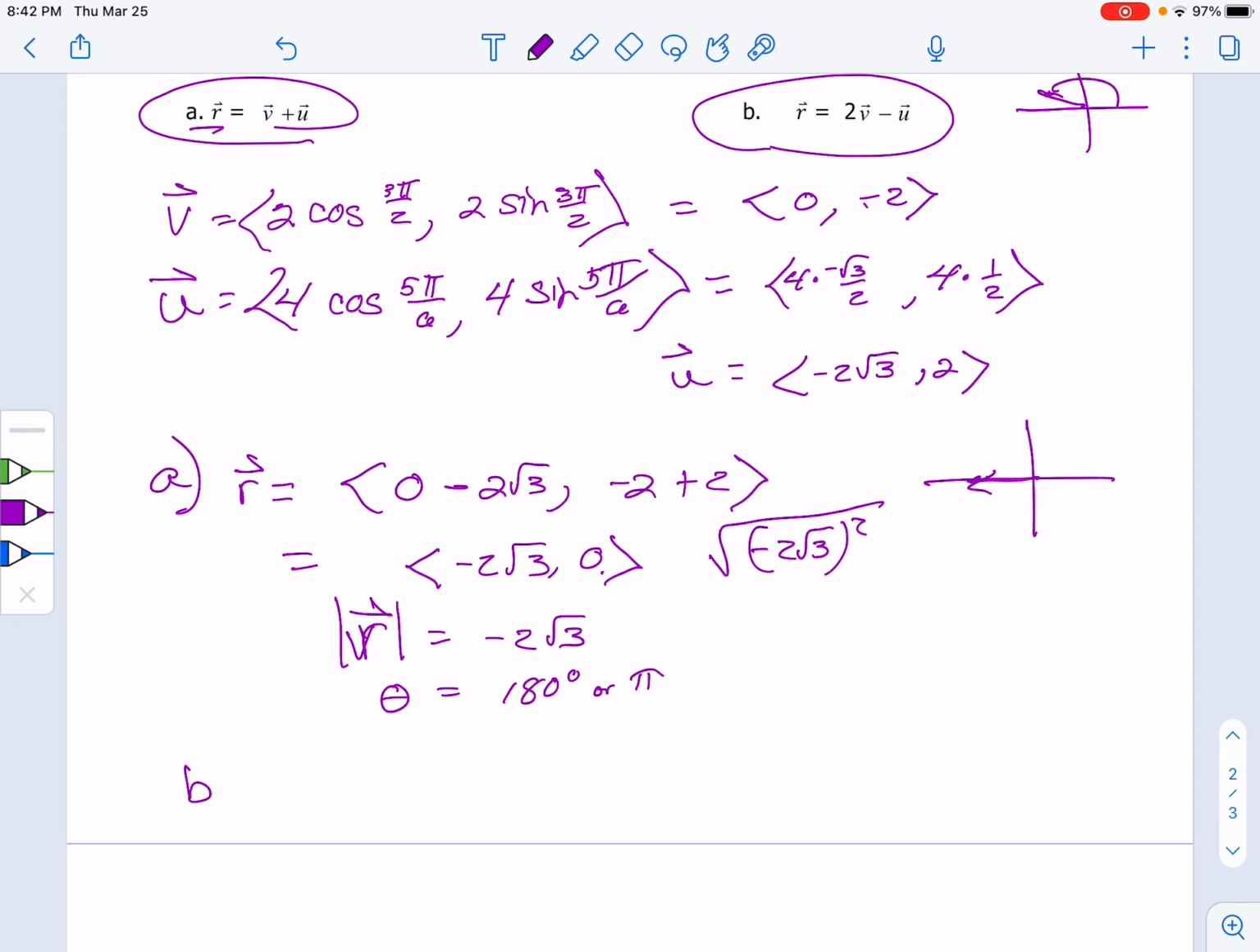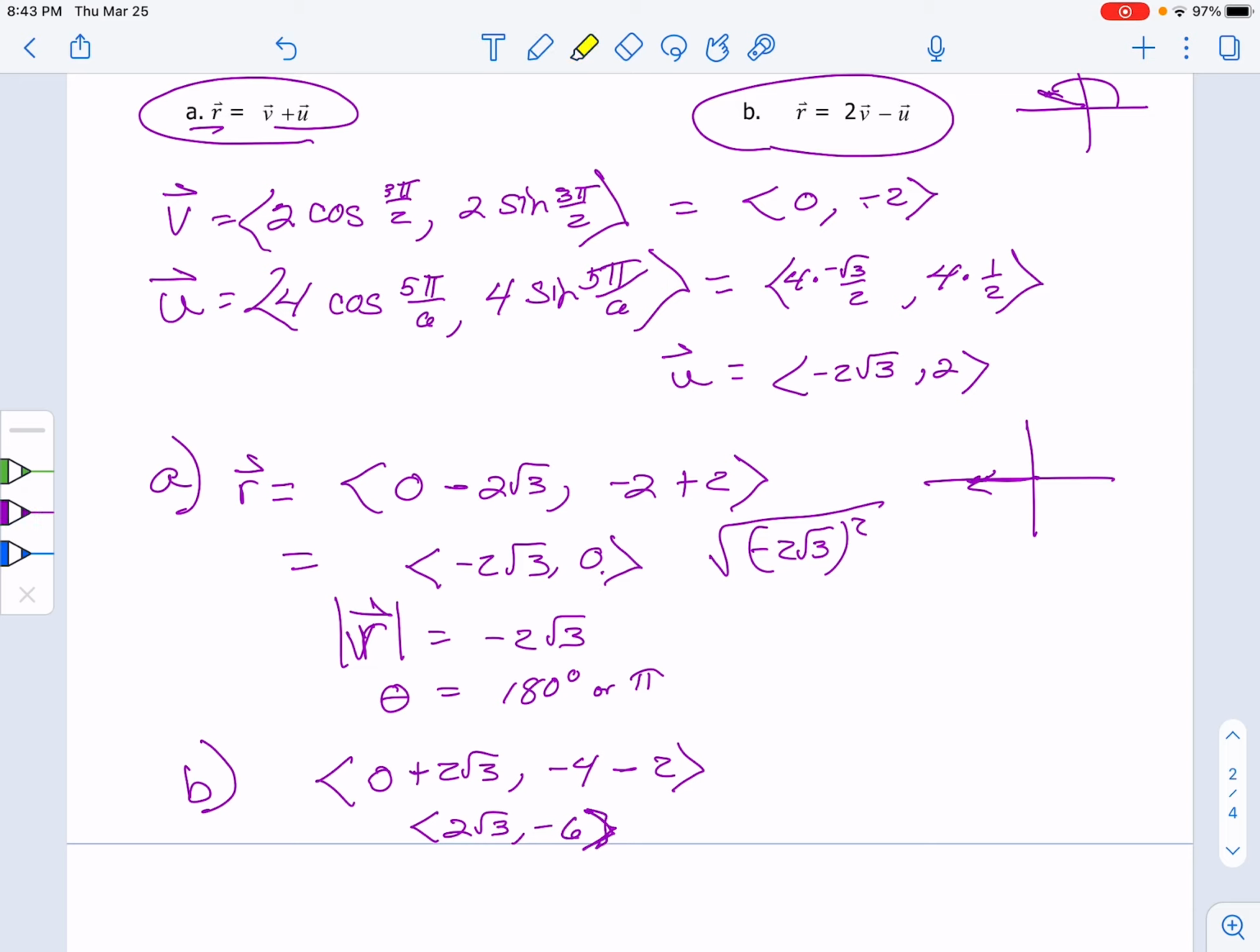Let's see, for part B, what do I have to do? 2v minus u, so 2 times v, so 2 times 0 is 0, minus u, which is negative 2 root 3, and then 2 times negative 2 is negative 4 minus 2. So that's 2 root 3 and negative 6.